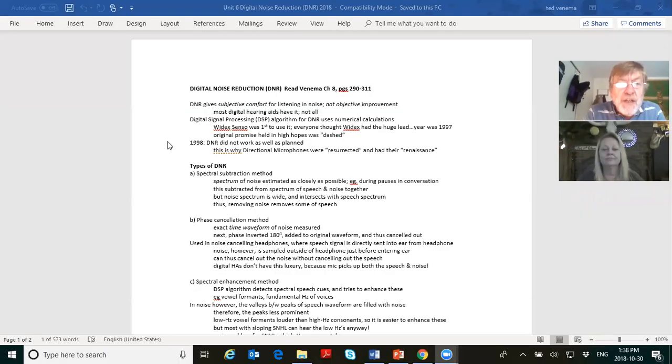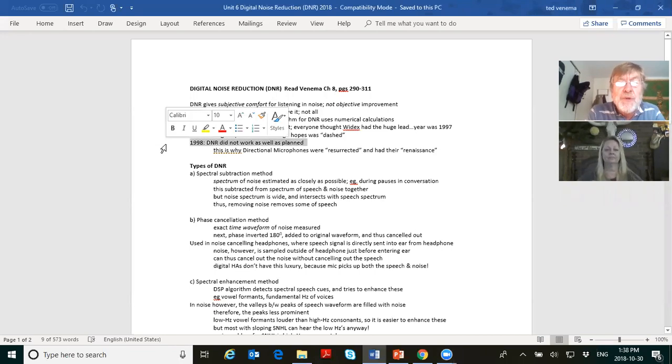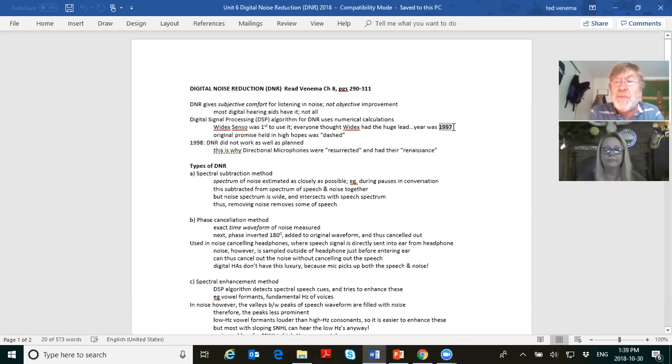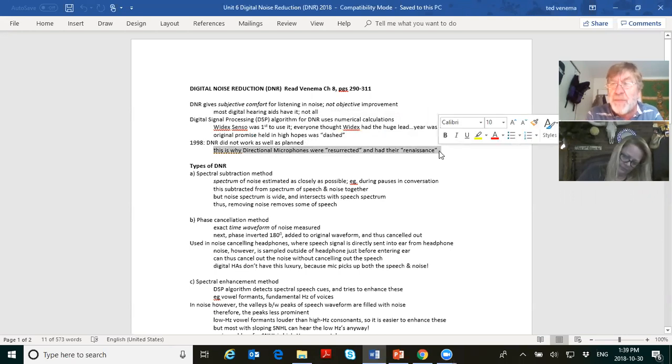All right. So, 1998, digital noise reduction, the year after digital hearing aids emerged, okay? It was found not to work as well as planned. This is why directional mics were resurrected and had their renaissance.